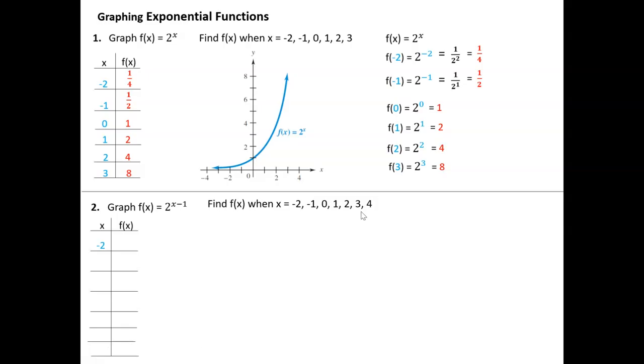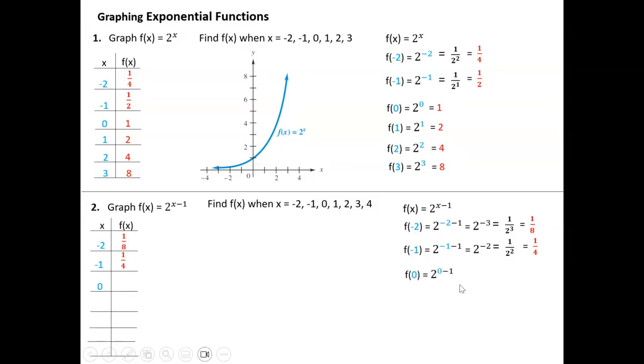So when x is -2, all we do is plug in -2 into the function where the x is. So it'll be 2 to the power of -2 minus 1, which is -3, which will give us 1 over 2 cubed, which will give us 1/8. So when x is -2, y is 1/8. And if we keep repeating the process, this is going to give us 1/4. So when x is -1, y is 1/4.